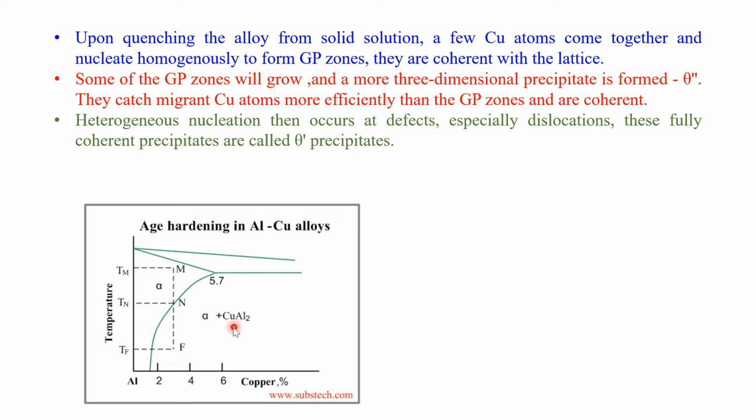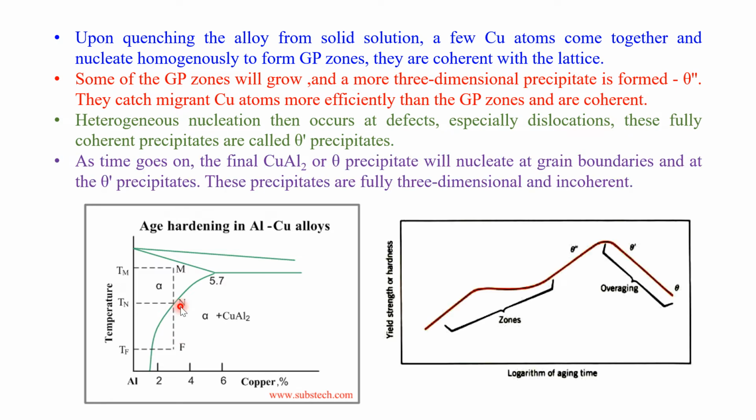Still, we have not reached the final CuAl2. So, initially we had GP zones, then theta double prime, then theta prime, and we are going towards the fully three-dimensional precipitate. And as time goes on, the final CuAl2 or theta precipitate will start nucleating at the grain boundaries and at the theta prime precipitates. These precipitates are fully three-dimensional in nature.